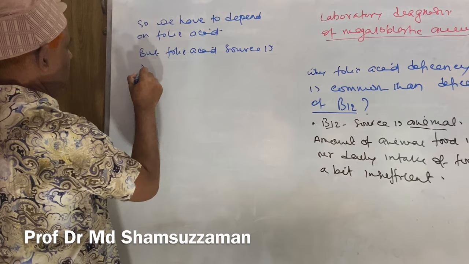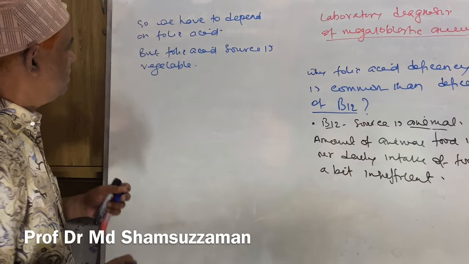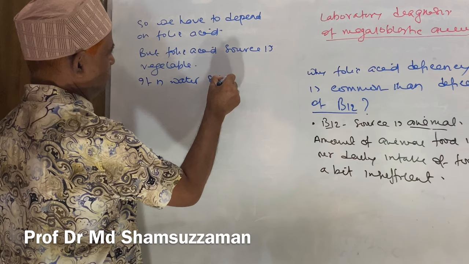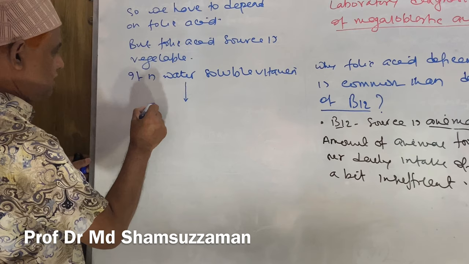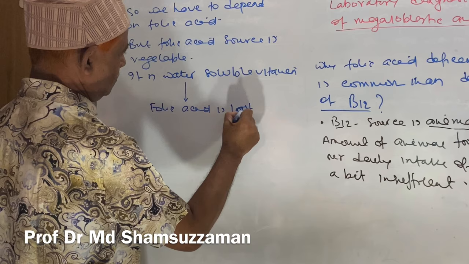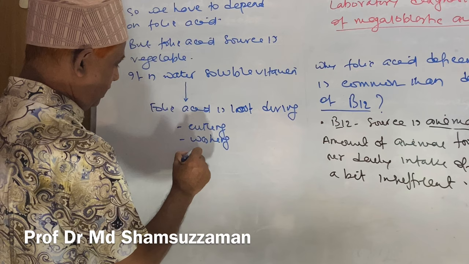As folic acid source is vegetable, and as folic acid is a water soluble vitamin, the folic acid is lost from our vegetable. Folic acid is lost during cutting, during washing, and during cooking of vegetables.